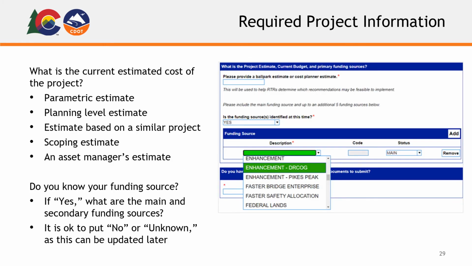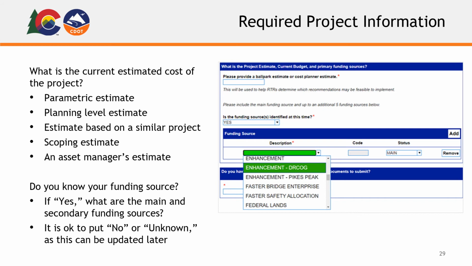The next information that you will be asked to provide is regarding the budget and funding. The ballpark estimate. What is the current estimate of the project? This can be a parametric estimate, planning level estimate, an estimate based on similar projects, scoping estimate, or an asset manager's estimate. These numbers are used by your region traffic representatives to help them weigh what recommendations should be put in the project. Estimates can be especially helpful when making realistic decisions about needed or wanted recommendations.